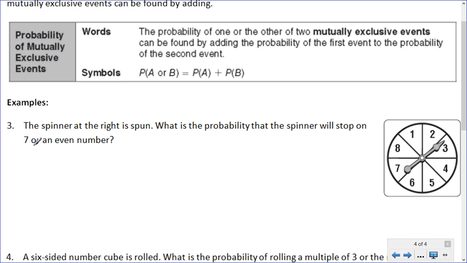So let's find the probability first of spinning a 7. Well, there's only one section that's a 7 out of 8 sections total. So one section out of 8. And because these are mutually exclusive, we will add the probability that the spinner will stop on an even number. Well, if we look at our numbers, we have 2, 4, 6, and 8 that are even. So 4 out of 8 total. And we know how to add fractions, especially when they have the same denominator. 1 plus 4 is 5, so this is 5/8.